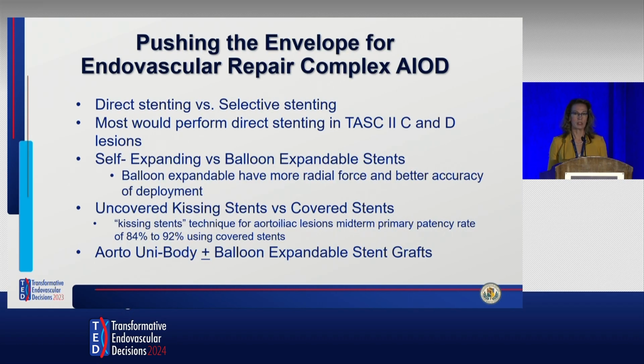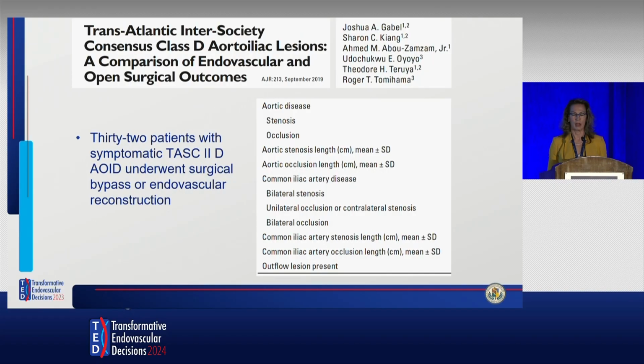So over time, because of this, we've pushed the envelope trying to determine, do we stent, do we use balloon expandable or self-expanding stents? Do we selectively stent? Do we directly stent? And when do we stent, depending upon the type of lesions? Here you've heard about aortic unibody balloon expandable stent grafts, or we even use covered stent grafts in a variety of circumstances.